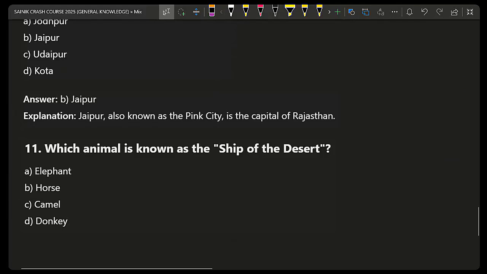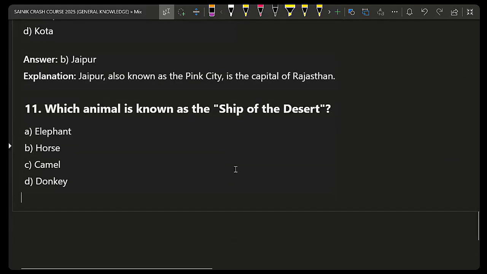Ten seconds left. And the time is over. Option A, one vote, elephant, wrong answer. Option D, donkey, one vote, wrong answer. Option B, horse, two votes, wrong answer. The correct answer, camel, is given by 22 students.